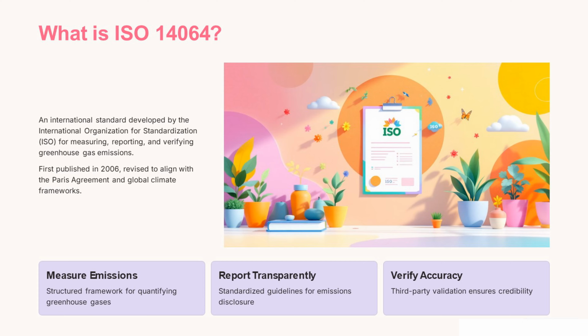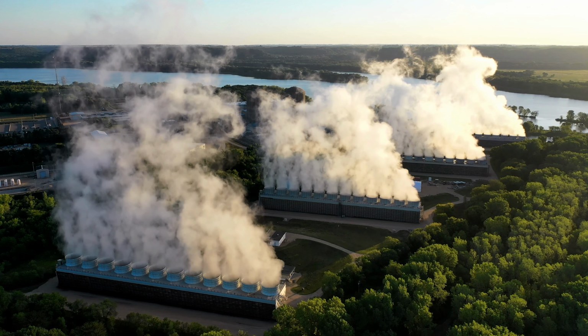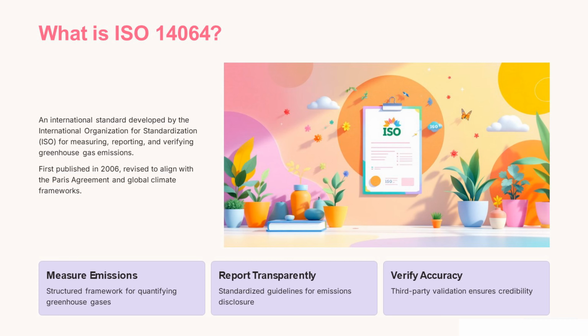ISO 14064 is an international standard developed by the International Organization for Standardization, commonly known as ISO. The standard provides a structured framework for organizations to measure greenhouse gas emissions, to report emissions transparently, to verify emission reductions, and to support climate mitigation strategies. The first version of ISO 14064 was published in 2006, and it has been revised over time to align with global climate frameworks such as the Paris Agreement and the carbon reporting systems.